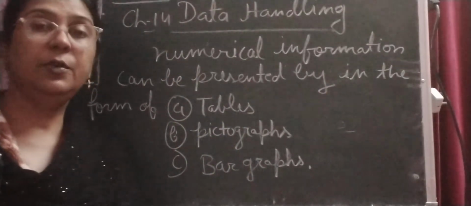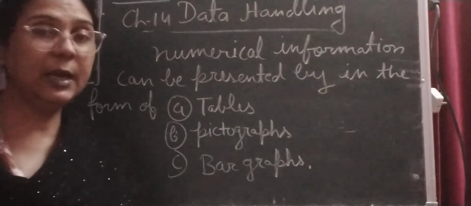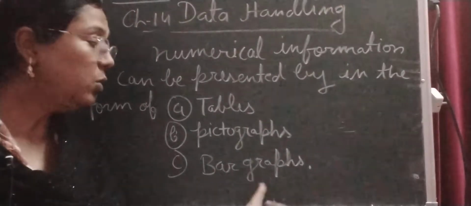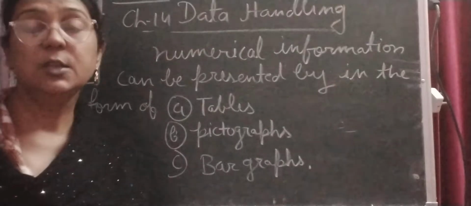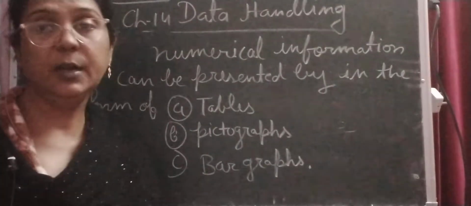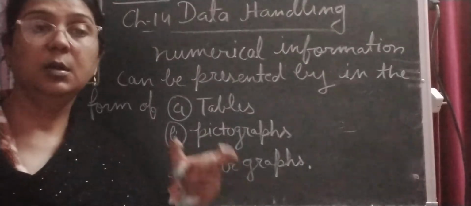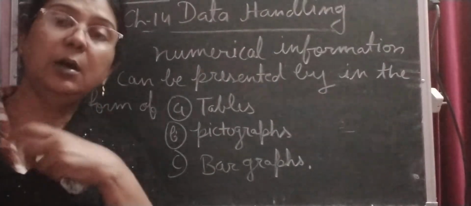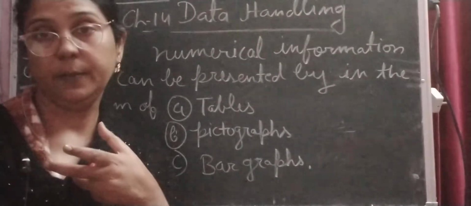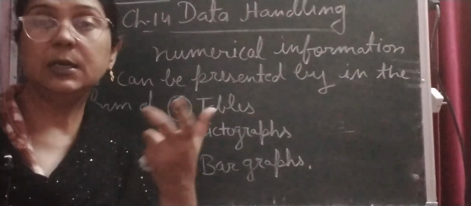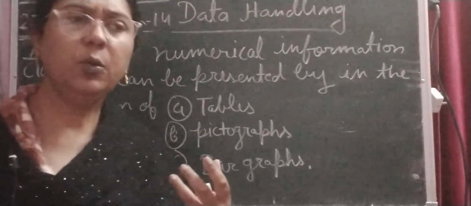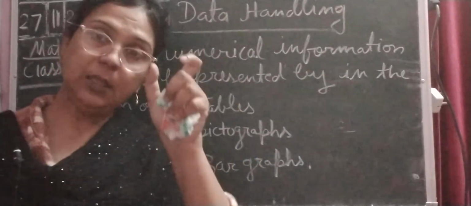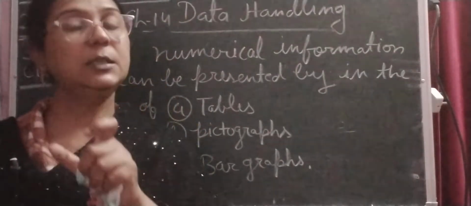So children, today we are going to see how to create tables, how to create pictographs and how to create bar graphs. Tables, as you all know, we have already learned. We just write down the thing, the price and the number of things. If you have seen any receipt, you will have seen that it shows this many objects, this much quantity and this much price.